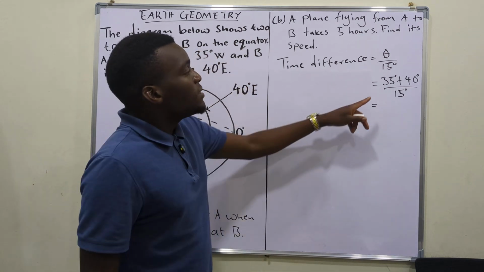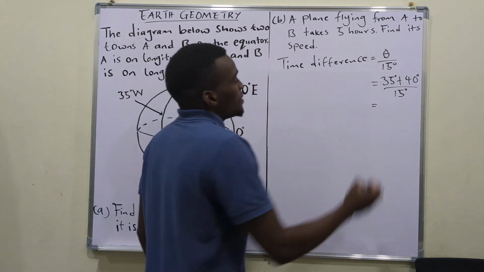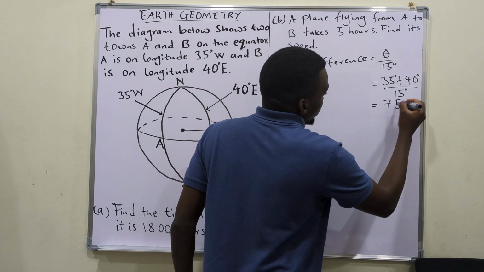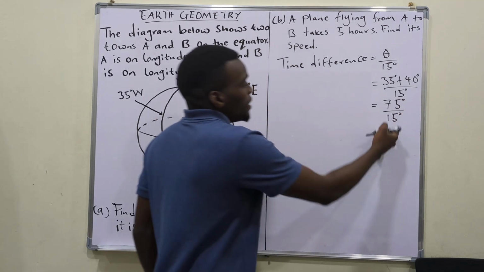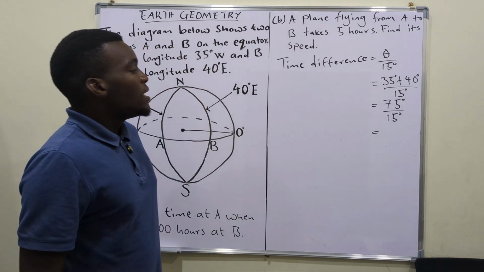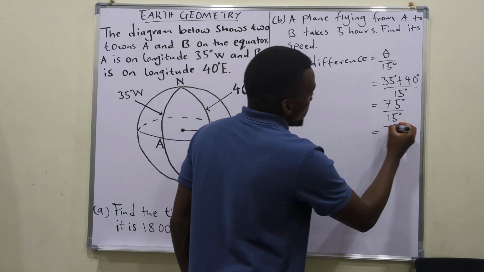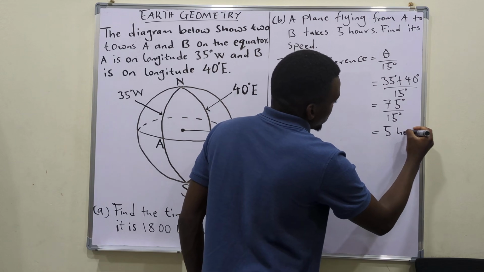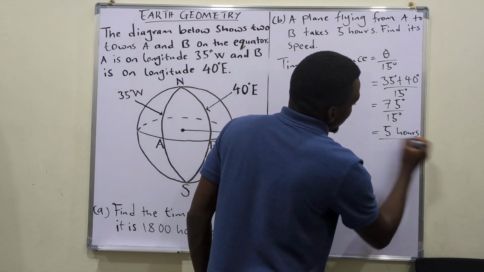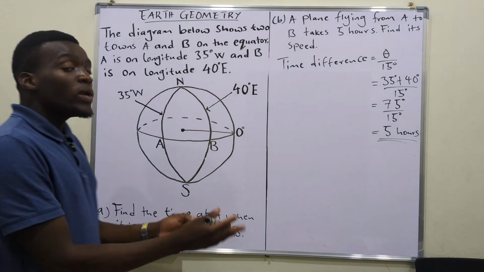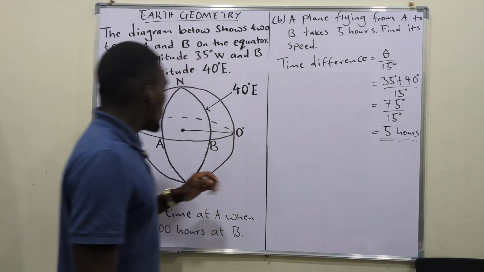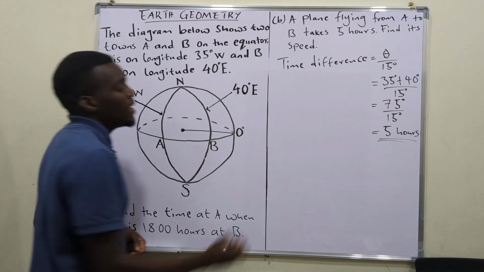Now, when we add 35 plus 40, we get 75 degrees, and then 75 divided by 15. 15 into 75, you get 5 hours. So here, the time difference is 5 hours. Now, since we have the time difference, we can go on and find the time at A.